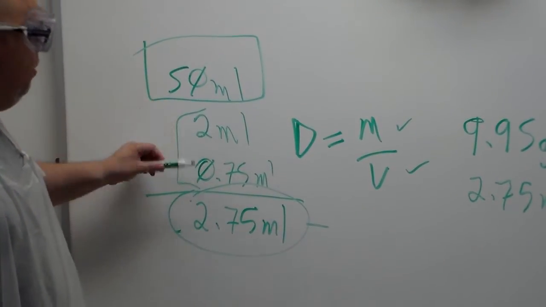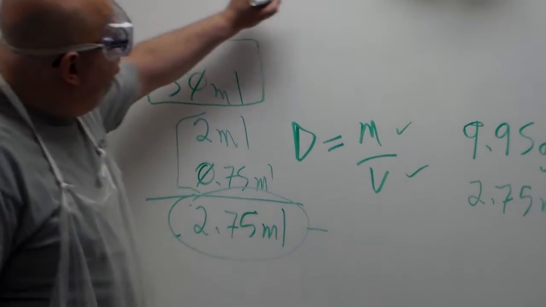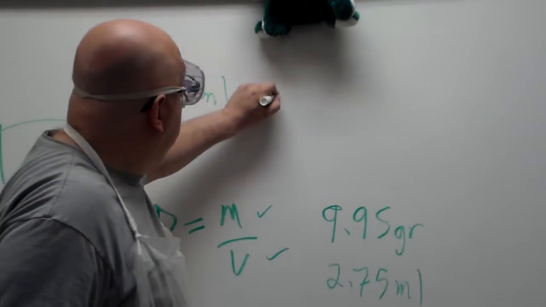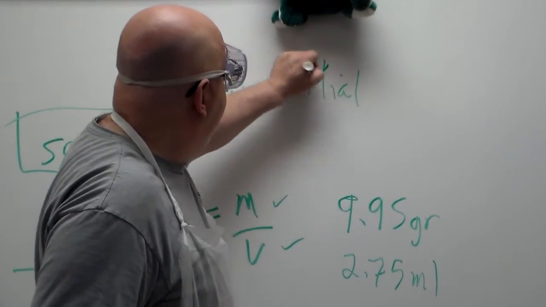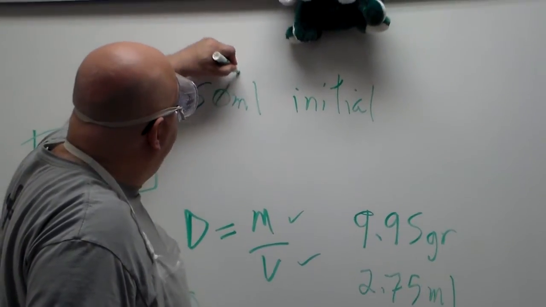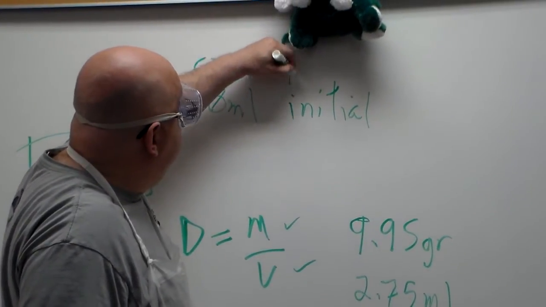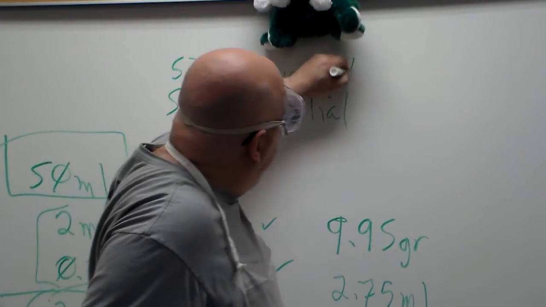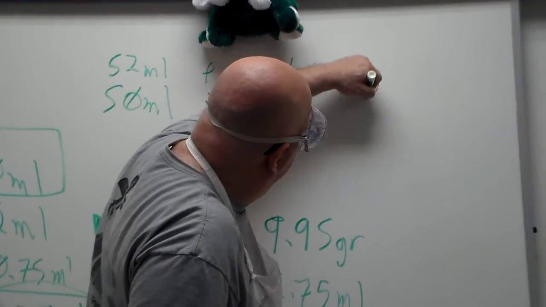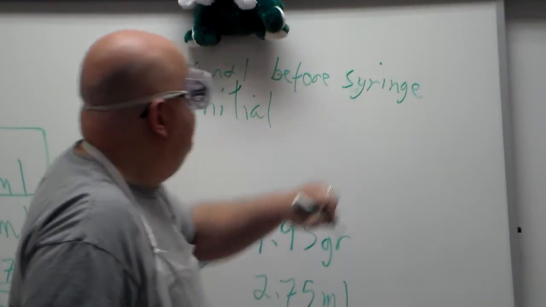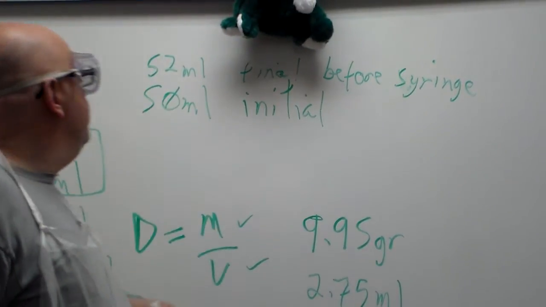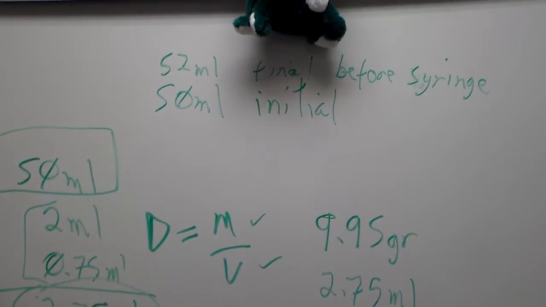Where did you get the 2 from? Well, remember, if the original volume was 50 milliliters, that was our initial. We dropped in the nail, and we said it was 52 milliliters. That was the final before the syringe. So 52 milliliters is the final before the syringe.